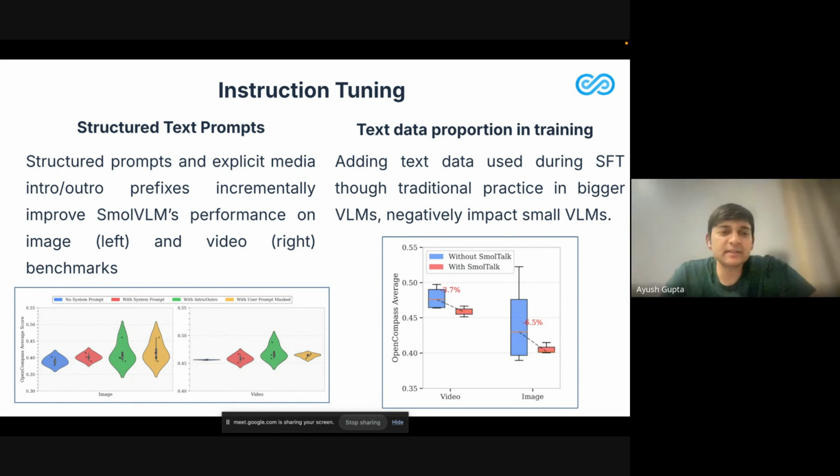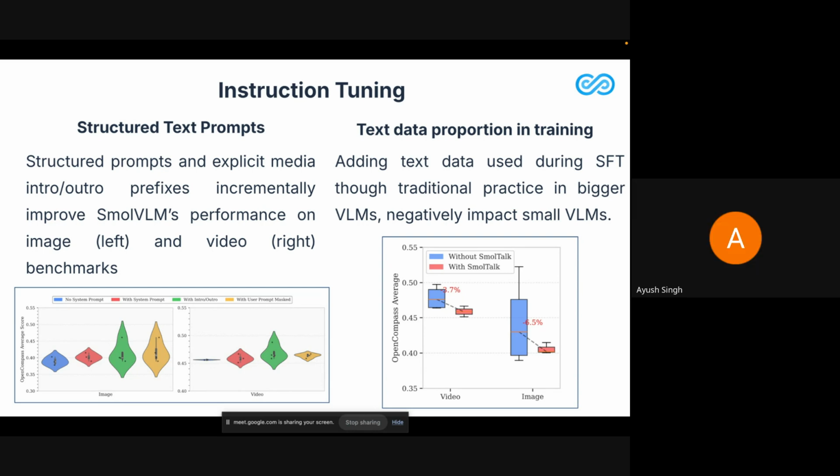Actually, one more thing was, from the structured text prompt perspective, and this is again very intuitive: the intros and outros were very important to delimit the media content. Saying that okay, this is now the image, and then sharing the image part of it, was something that gave them a very good improvement in performance. Otherwise, we know that without system prompt and with system prompt, there's definitely some kind of improvement.